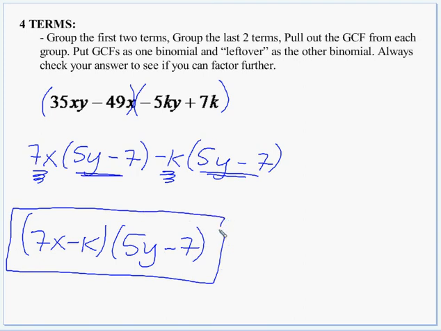On these ones, always double check your binomials to make sure that you cannot factor any further. Now, out of all these examples, we are able to factor them. If there is one example you cannot factor, you just say it's prime.